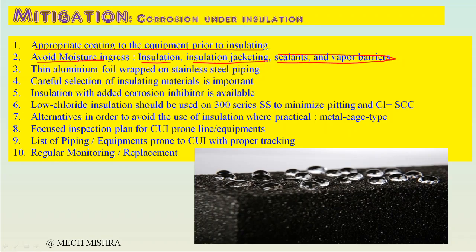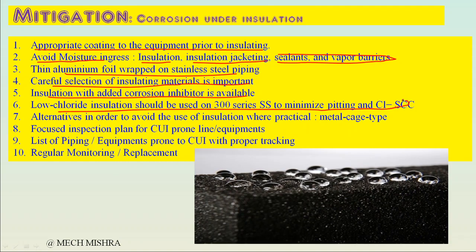Then thin aluminium foil wrapped on stainless steel piping. For stainless steel piping, to avoid chloride contamination on the pipe, first wrap the foil. Then careful selection of the insulation material is important. It should be good quality. Then insulation with added corrosion inhibitor is also available, which will avoid the corrosion. Then low chloride insulation should be used on 300 series stainless steel to minimize pitting and CLSCC.